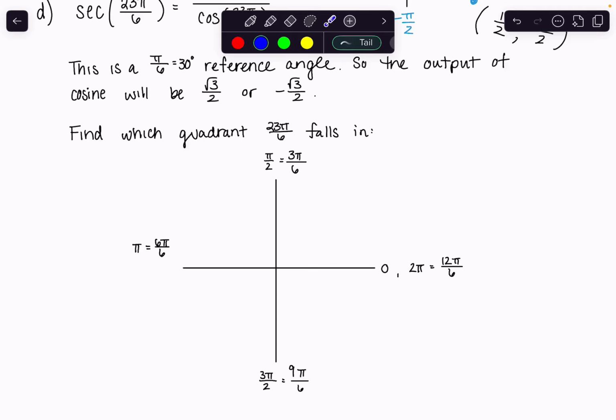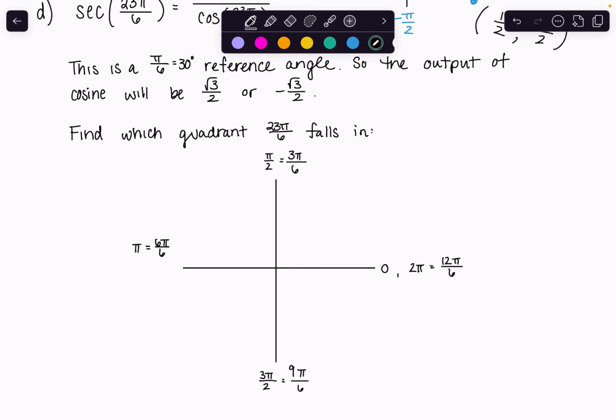So really, if I make one full revolution around, that's 12 pi over 6. My angle, however, is 23 pi over 6, so it's bigger than one revolution. So I'm gonna go again around and see, can I figure out where 23 pi over 6 falls?